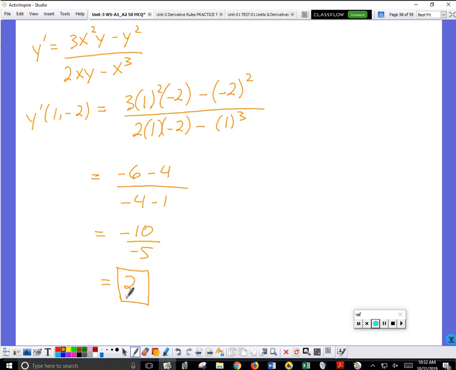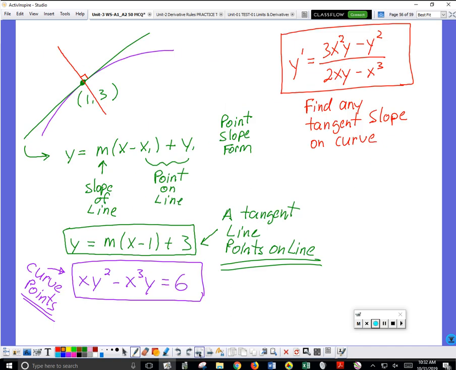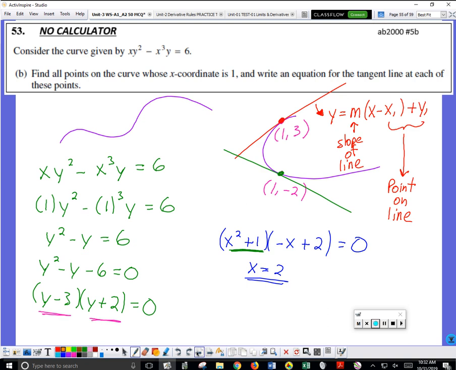Perfect. So I look at my picture. I've got this point on the curve at 1 comma negative 2. I've determined that the slope right at that point is 2.